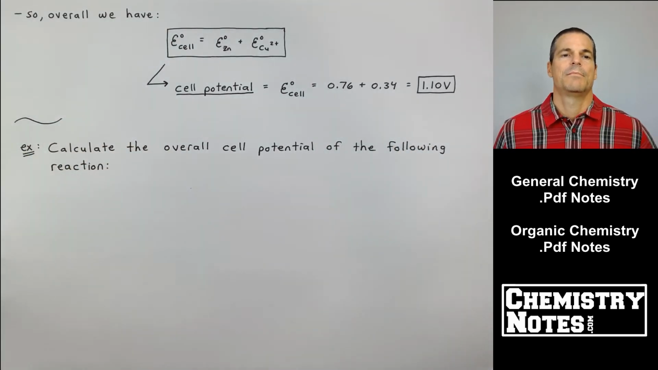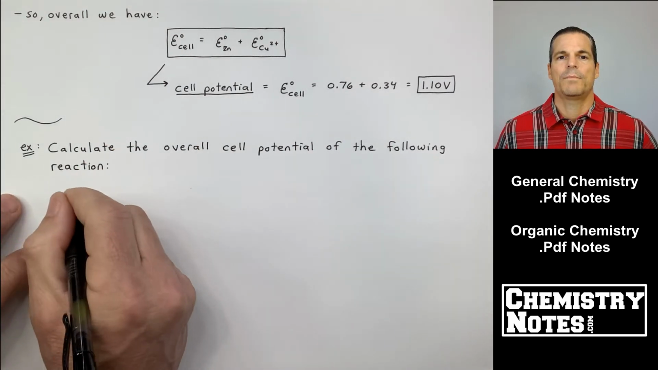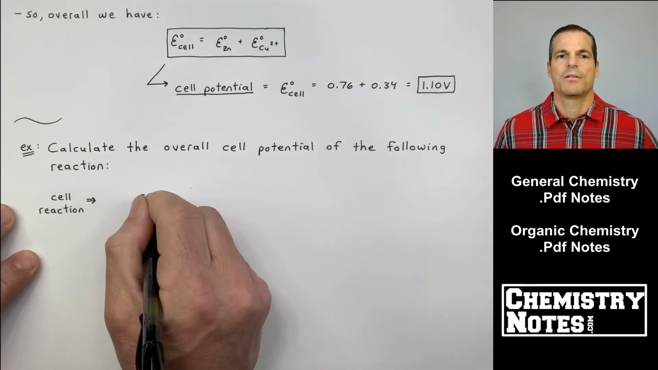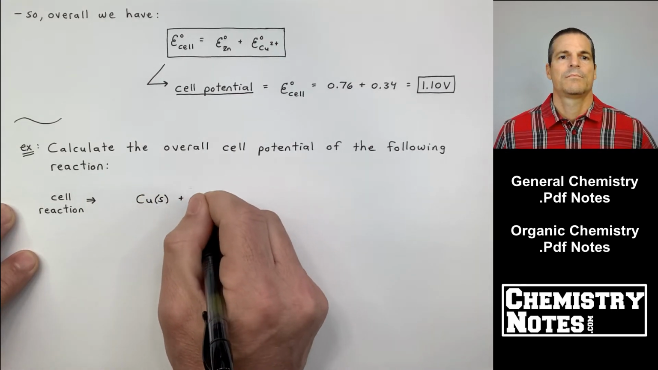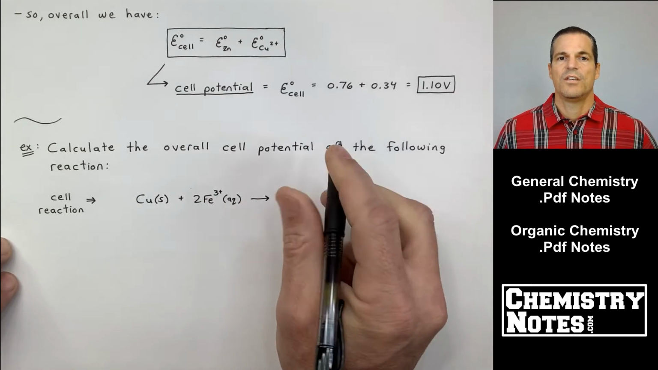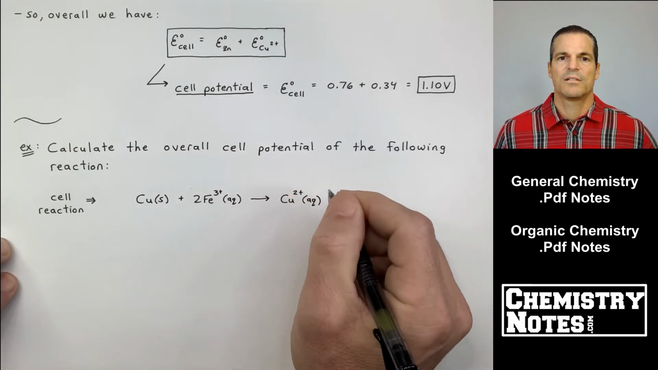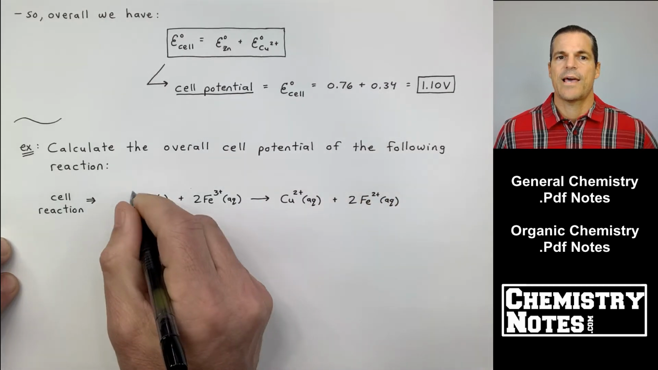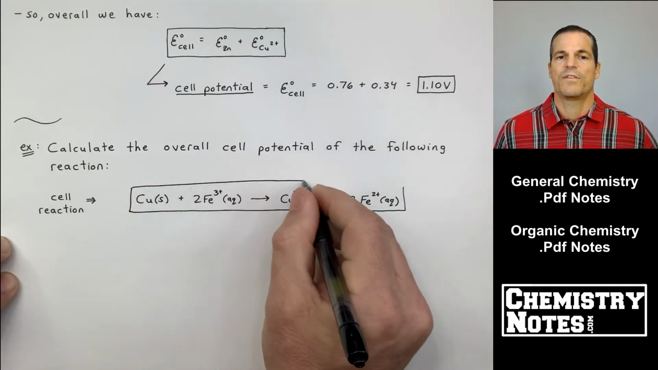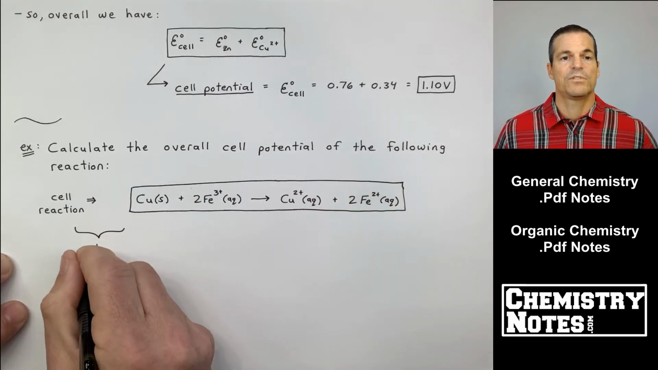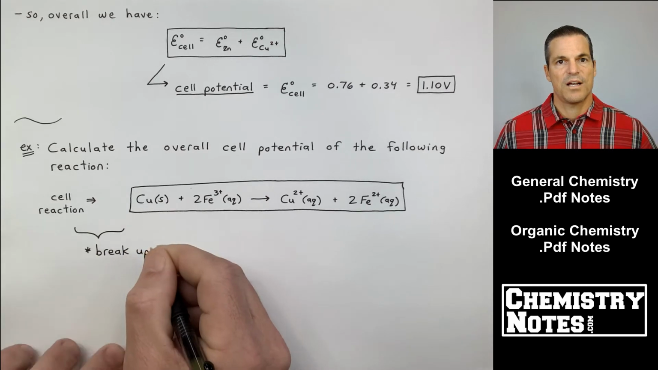Next sample problem. Calculate the overall cell potential of the following reaction. Here is the cell reaction. Copper solid plus 2 moles of Fe3 plus yields Cu2 plus and 2 moles of Fe2 plus. Okay, so that is my overall reaction. So if I look at the left and look at the right, I should be able to pick out who's getting reduced and who's getting oxidized, right?